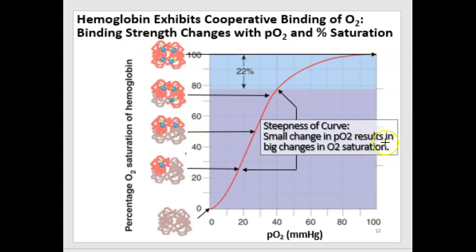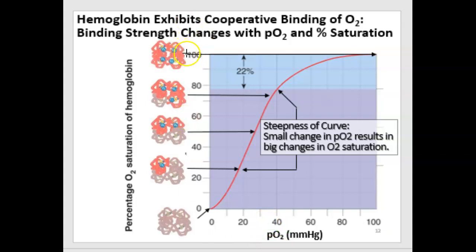So if you just look at the red line, it indicates the percent saturation of hemoglobin at different PO2 values. On the bottom, we have different partial pressures of oxygen from 0 to 100. And in the lung, you know that the partial pressure in the alveoli is about 100. In the systemic tissues, the interstitial fluid is about 40.